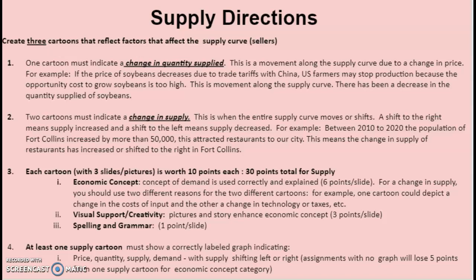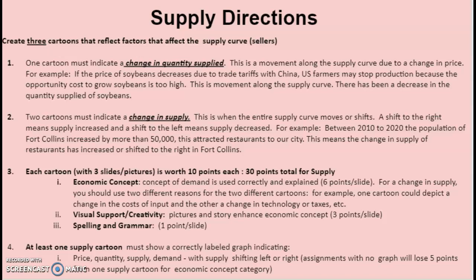This one's a little harder because instead of thinking like a consumer, which we all are, you have to think about it from the business perspective, the person who's producing the product. So a change in quantity supplied is movement along the supply curve. At a high price, businesses or firms will provide more. At a low price, businesses or sellers will provide less. So that's that change in quantity supplied. It's movement along the curve.